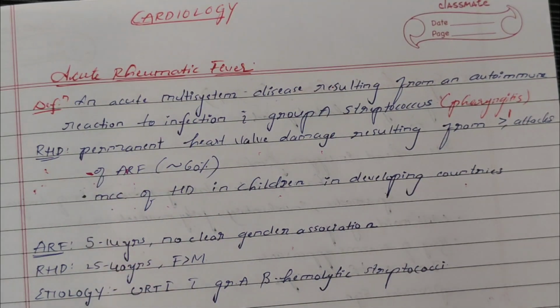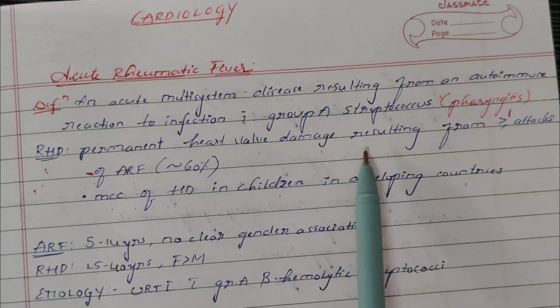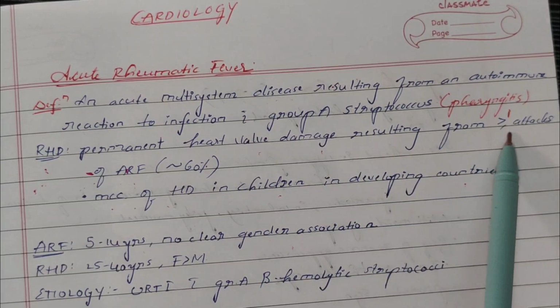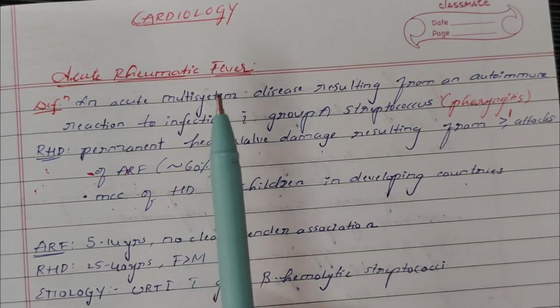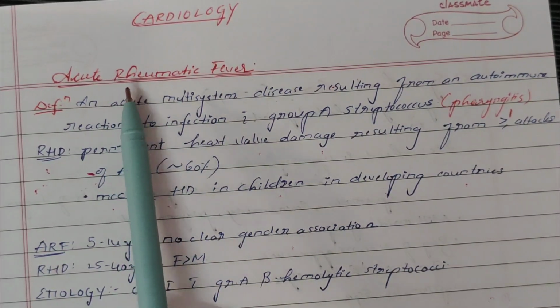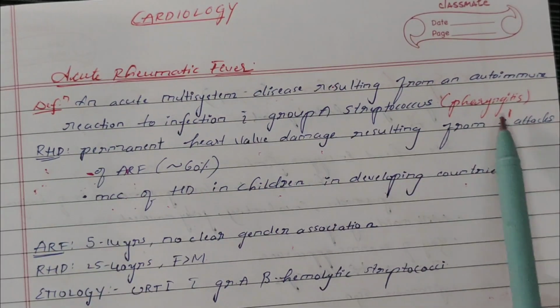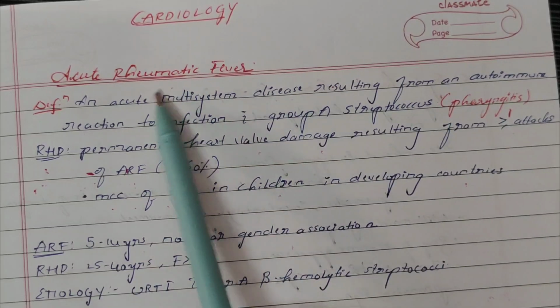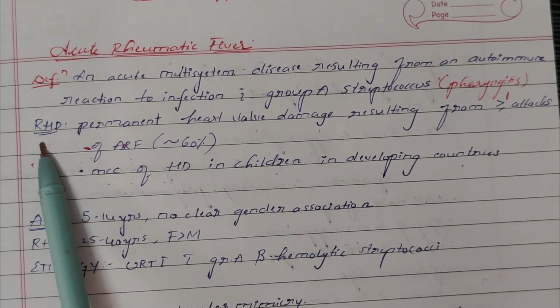And rheumatic heart disease. What is rheumatic heart disease? That is occurring because of acute rheumatic fever. This is nothing but permanent heart valve damage resulting from more than one attack of acute rheumatic fever. In 60% of the people who have suffered with acute rheumatic fever, there are chances that you will develop rheumatic heart disease.